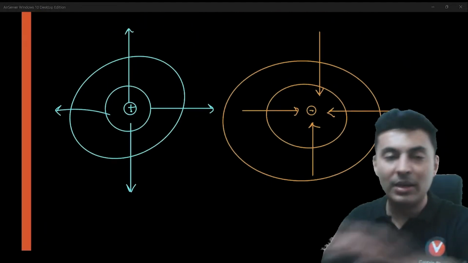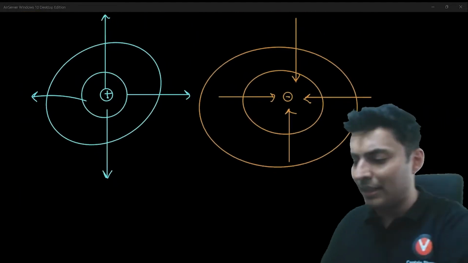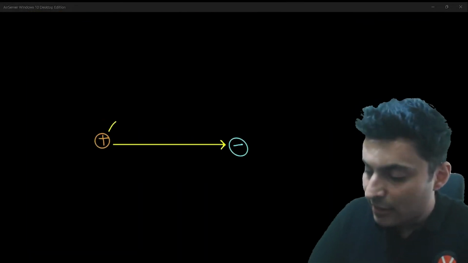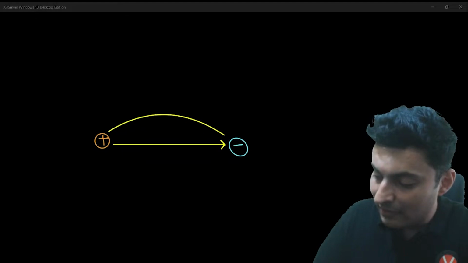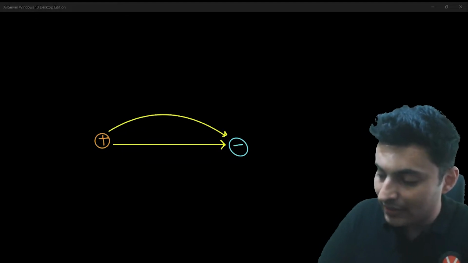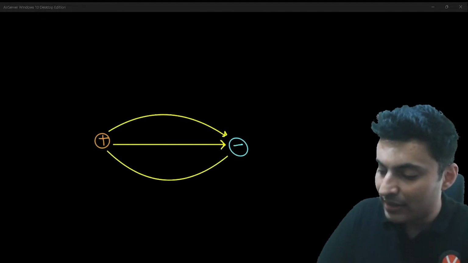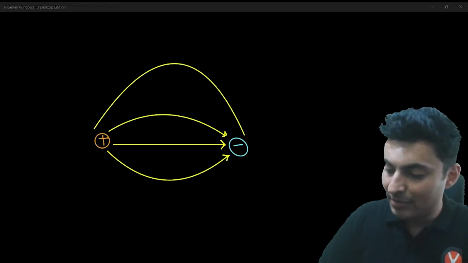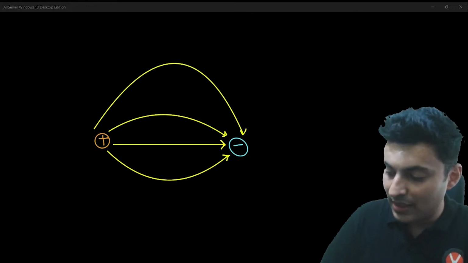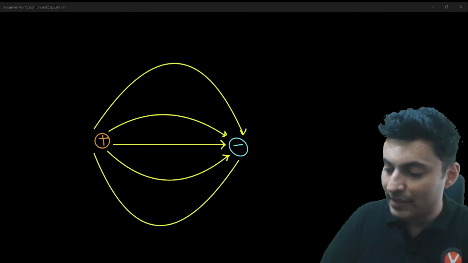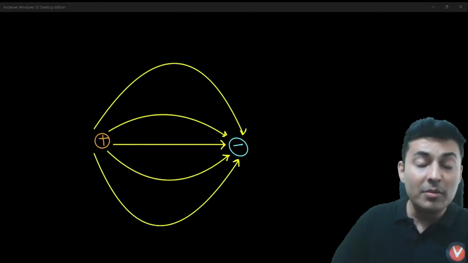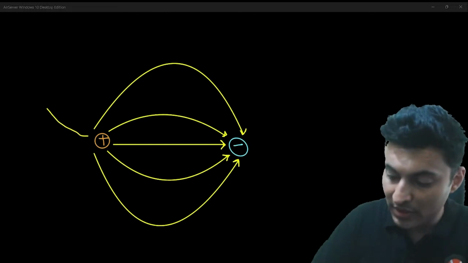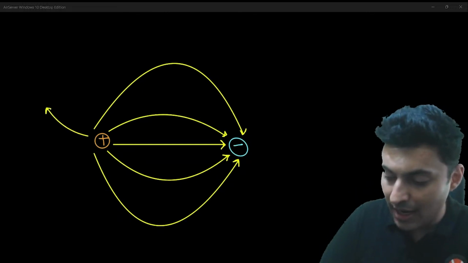Earlier they were separate. Remember, one positive was far away from the other negative. Here both of them are close by. Then the field lines will be because of both of them, and they will start curving something like this. So this is how the field lines look like when positive and negative charges are kept together.